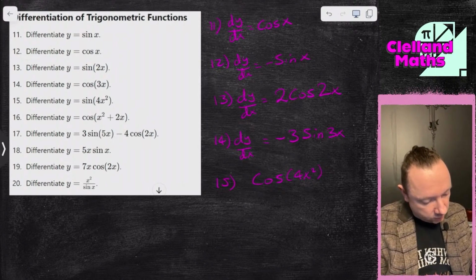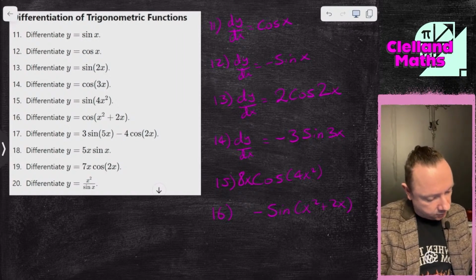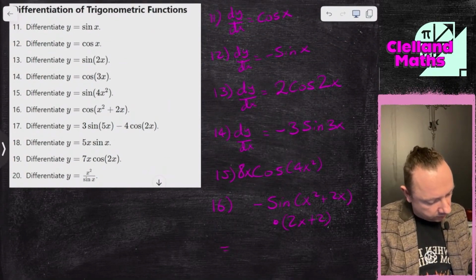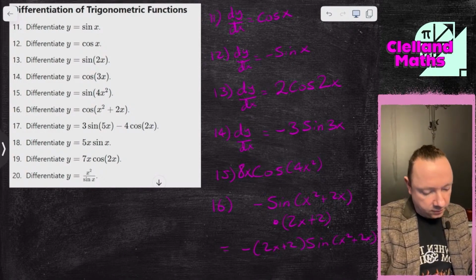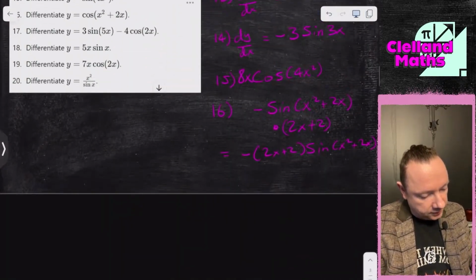Now I need to differentiate 4x squared, that's 8x. So I'm happy with that. 16 cos becomes minus sine, x squared plus 2x. But then I need to differentiate x squared plus 2x, so that's going to be 2x plus 2. I'm going to need to times by 2x plus 2. So writing all that out, I'll get minus 2x plus 2 sine x squared plus 2x. And you could take 2 out as a common factor if you really wanted to. Let's add a page and move on to question 17 swiftly.